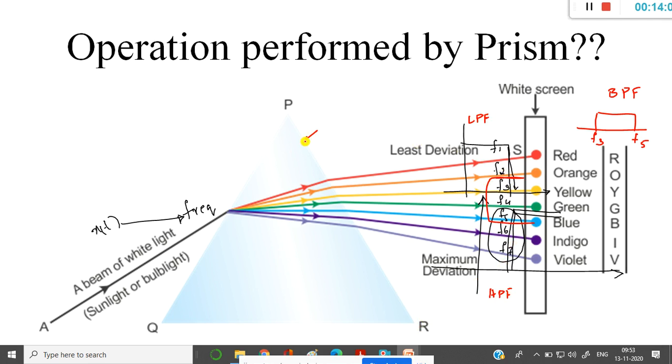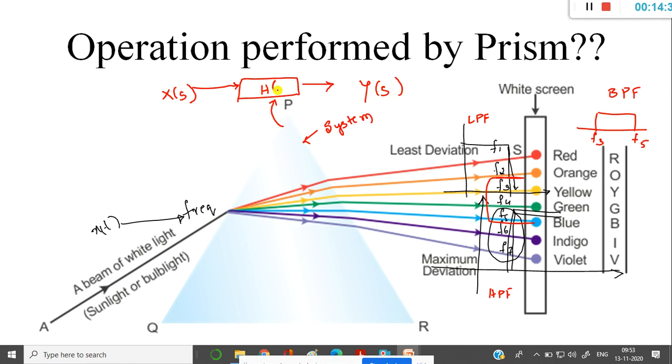That's it. So here the prism is called a system. In mathematics, this signal is exactly the same as x of s, and these 7 frequencies are nothing but y of s, and this prism is nothing but my system h of s. Now what is to be designed? The prism is to be designed, right? So which performs this operation, which splits into this signal. So that is what we go for.